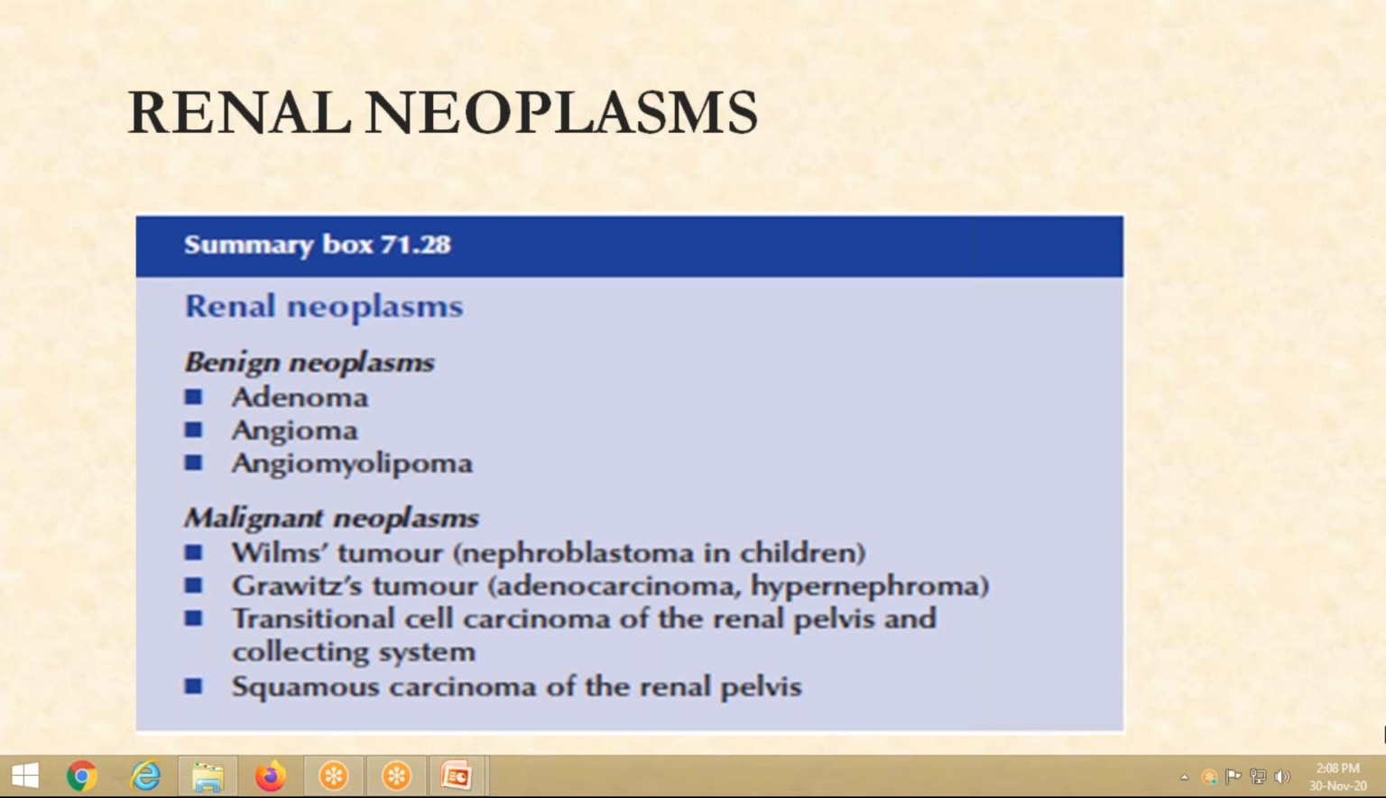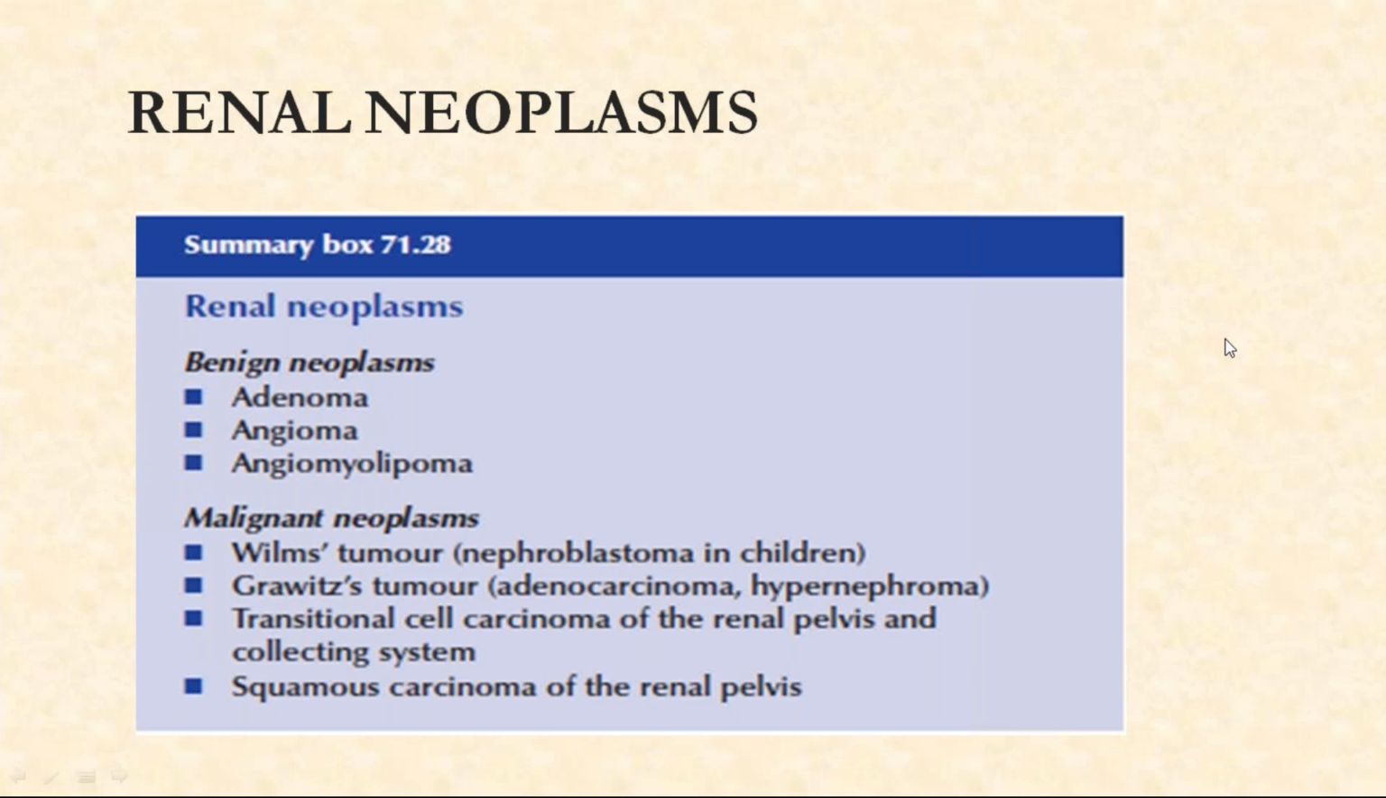Hello, I am Dr. Rambabu speaking. Today we have to discuss renal neoplasms. Renal neoplasms are divided into two groups: benign and malignant. Benign ones are very rare; malignant ones are more common in our setup. So what are the benign neoplasms? One is the adenoma, angioma, angiomyolipoma.